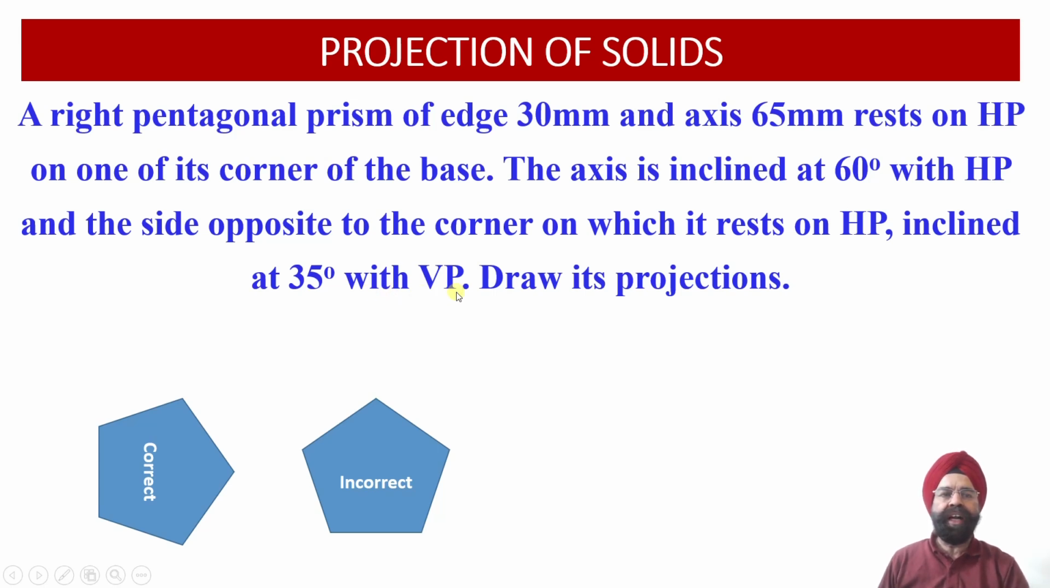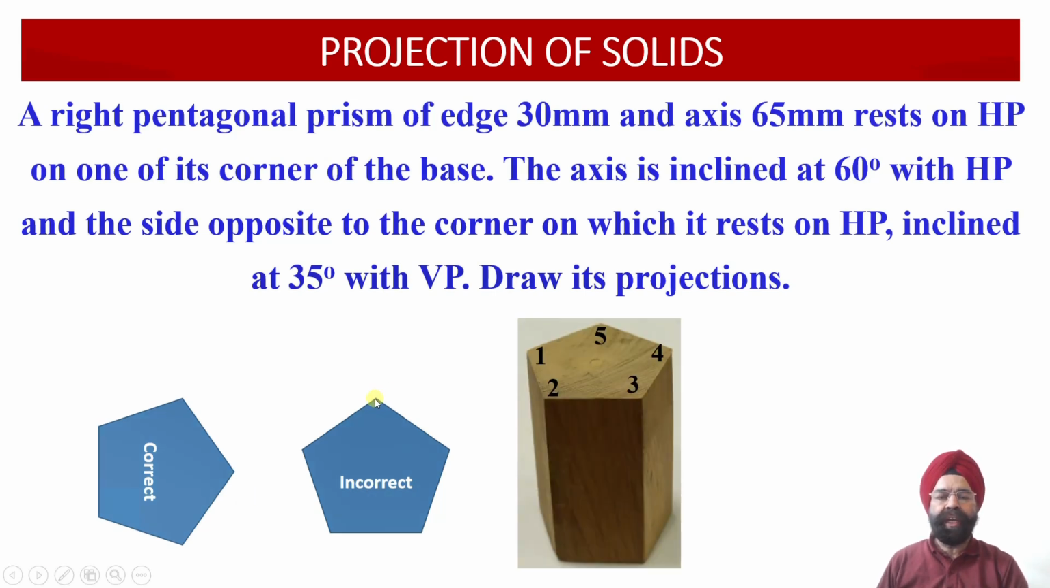So here we have got the pentagonal prism inclined with respect to horizontal plane as well as the vertical plane. So we are required to draw the orthographic projections of this oblique right pentagonal prism. Now let us first of all evaluate the orientation of this pentagonal prism onto the horizontal plane. So here, if we are going to locate the pentagonal prism into this orientation onto the horizontal plane, now you see what's going to happen.